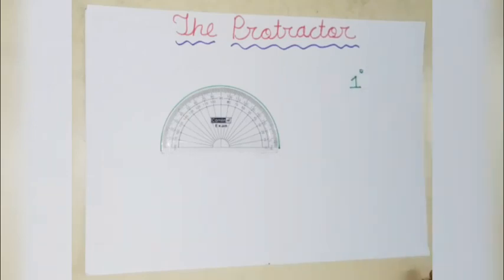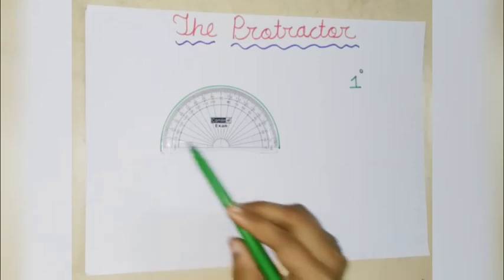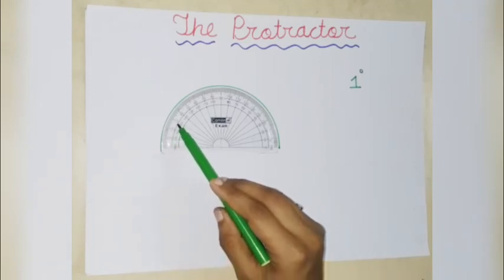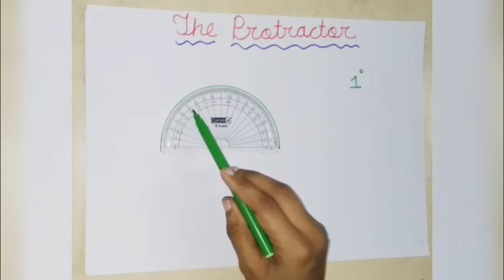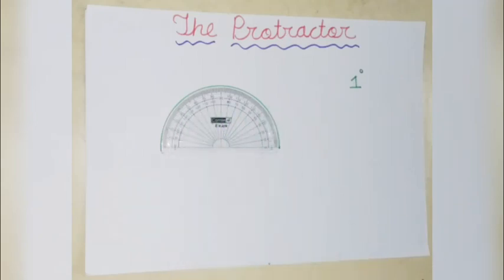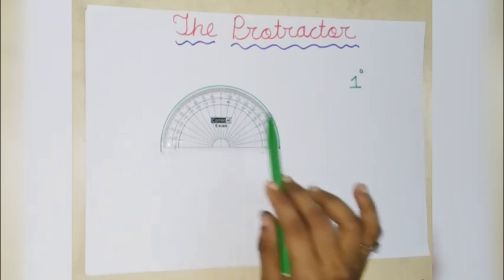The divisions on a protractor, that is, the degrees, can be marked in two ways. The divisions 0, 10, 20, 30, 40, 50 till 180 are marked anti-clockwise or from right to left. The divisions 0, 10, 20, 30 till 180 are also marked clockwise or serially from left to right.